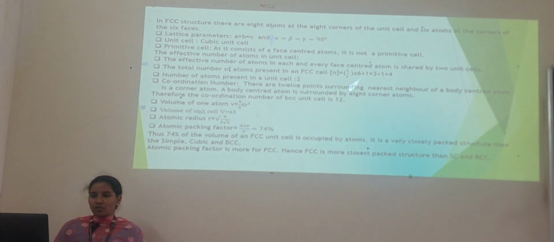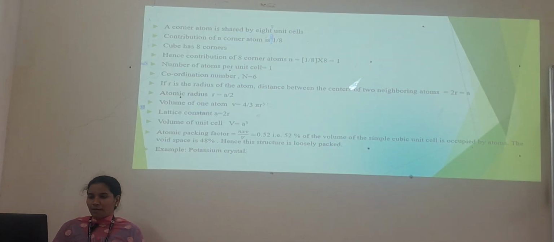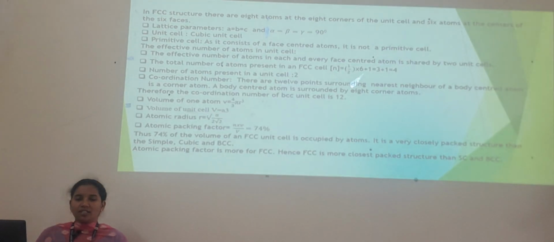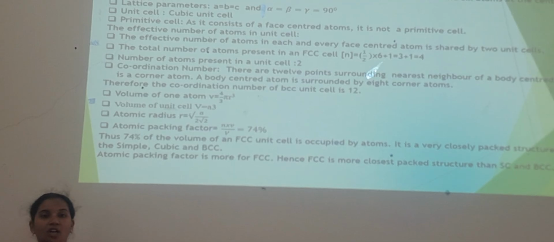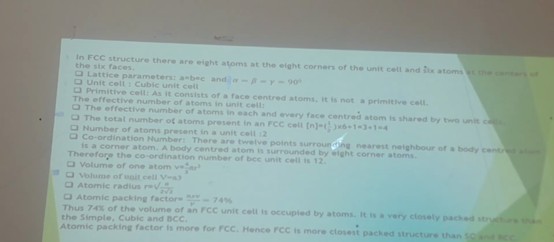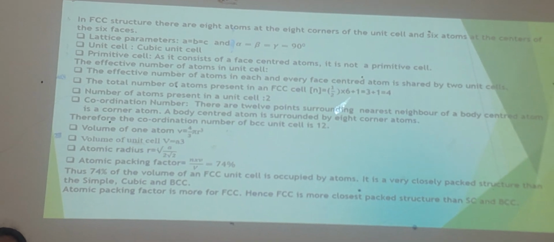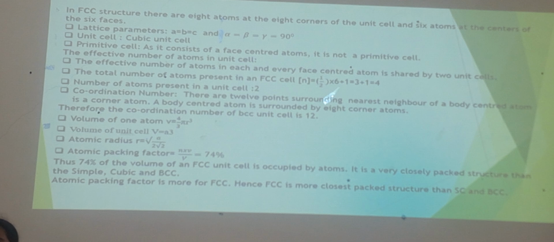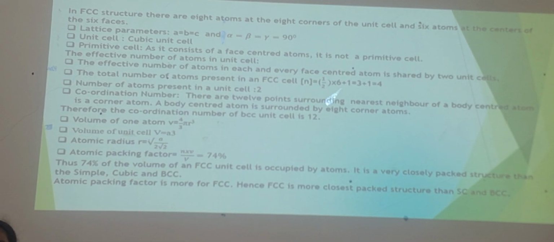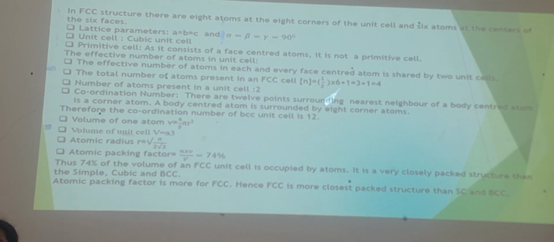So the atomic packing factor, as you can see, for the simple cubic is 52%, for the body centered cubic it is 68%, and for the face centered cubic it is 74%. Thus the atomic packing factor is more for FCC. Hence FCC is the more closely packed structure when compared to SC and BCC. This is an important point we should remember.